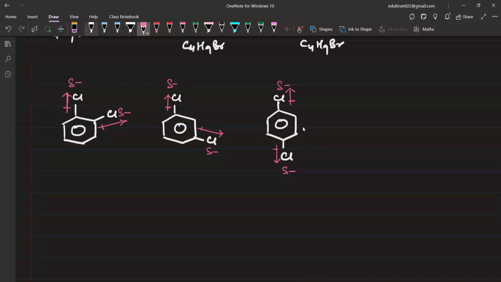So when I talk about the para isomer, all of these have the same molecular formula, but the difference is in their position. So this is an ortho isomer, this is meta, and this is para. If you look at the para isomer, you can completely see that the dipoles are directed in opposite directions. So this dipole is cancelling the downward dipole. So here the mu net will be equal to 0, and it will be a non-polar substance.